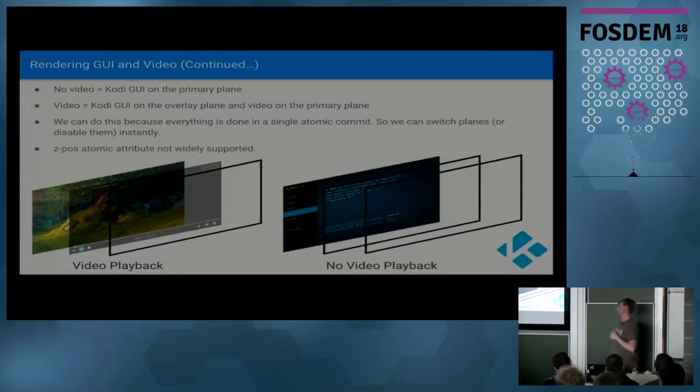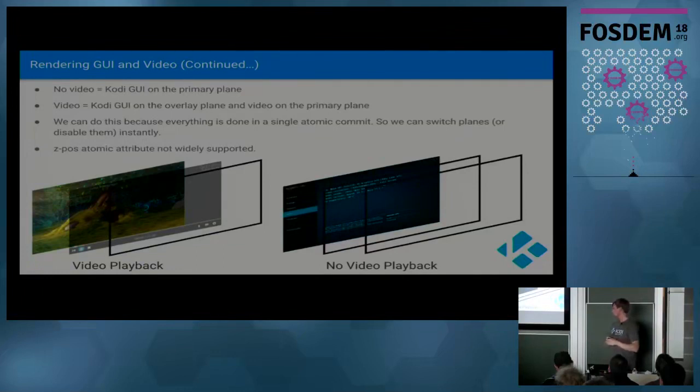This is what allows us to have such great performance. When the Kodi GUI isn't shown at all, we can completely disable the plane. So it's rendering nothing, so we might as well just disable it completely. And then once the video stops, we can shift the Kodi GUI from the overlay back to the primary plane. I actually need to do that because of certain transparency issues that happen when you leave it in the overlay plane.